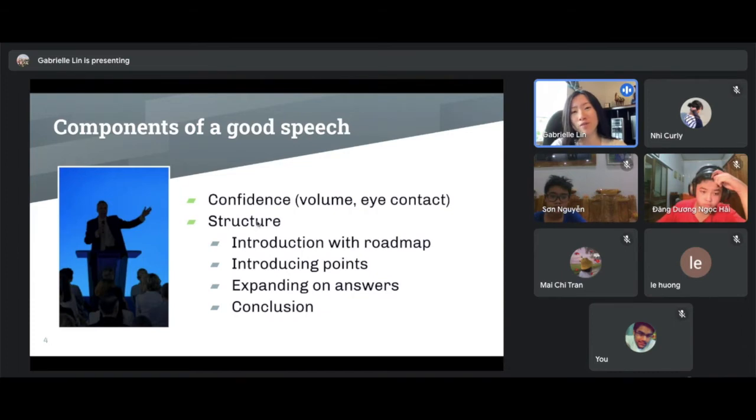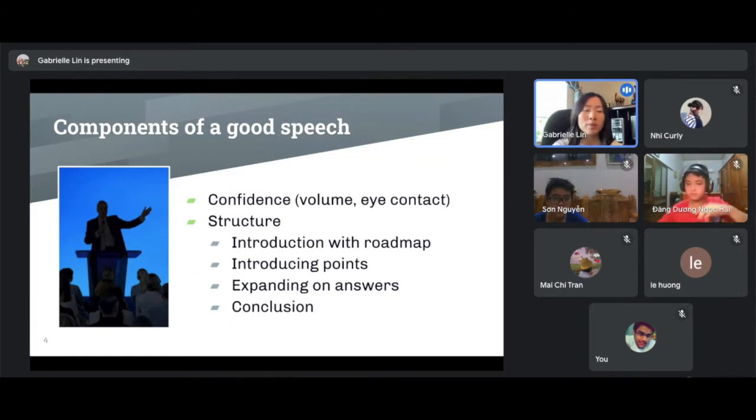So remember to have confidence, make eye contact, speak loudly, speak clearly, and make sure you're not speaking too quickly. Also remember to have structure in your speeches. So the first thing is to have an introduction with a roadmap. So start off with the hook that draws the audience in. Remember to have a roadmap that outlines everything you're going to say in your speech.